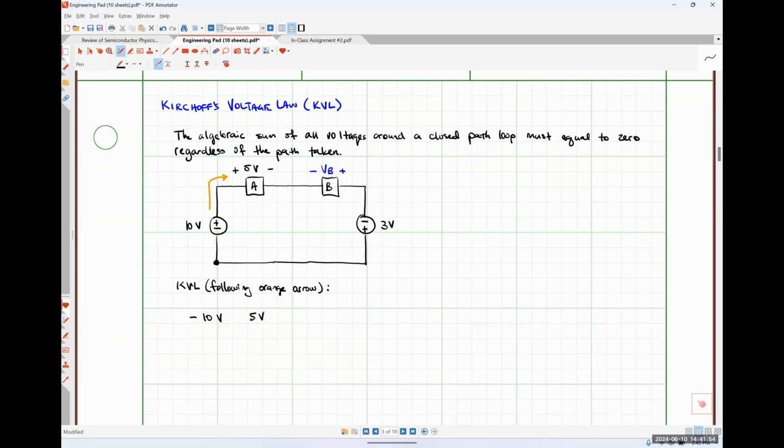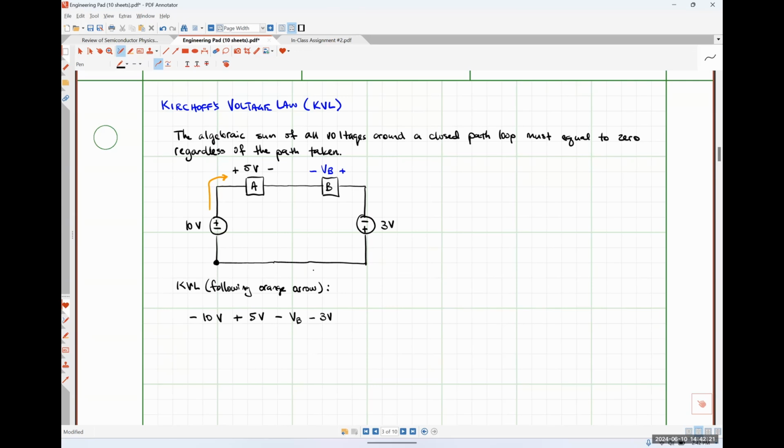Well, the first thing I see is the positive polarity terminal, so it's going to get a plus sign. The next voltage I see is going to be VB. I see the negative sign first as I follow that orange clockwise path. Then I see the 3-volt source. I see the negative polarity terminal first. And now I'm back down here at the bottom.